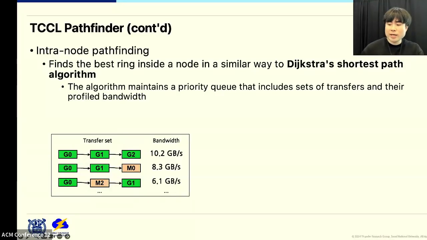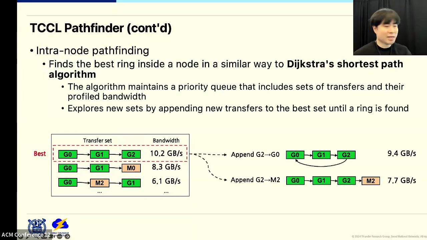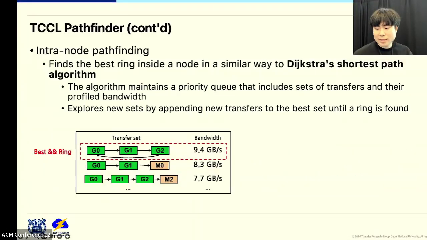Thus, the pathfinder handles intranode paths and internode paths differently. The pathfinder first starts with the intranode pathfinding, which finds the best ring that visits GPUs inside the node in a similar way to Dijkstra's algorithm. As shown in the figure, the algorithm maintains a priority queue that includes sets of transfers and their profiled bandwidth. In each iteration, like Dijkstra's algorithm, the pathfinder picks the current best set and appends new transfers to explore more paths. Then these transfer sets are profiled and inserted back into the queue. Eventually, the algorithm terminates when we find the best set is also a ring.